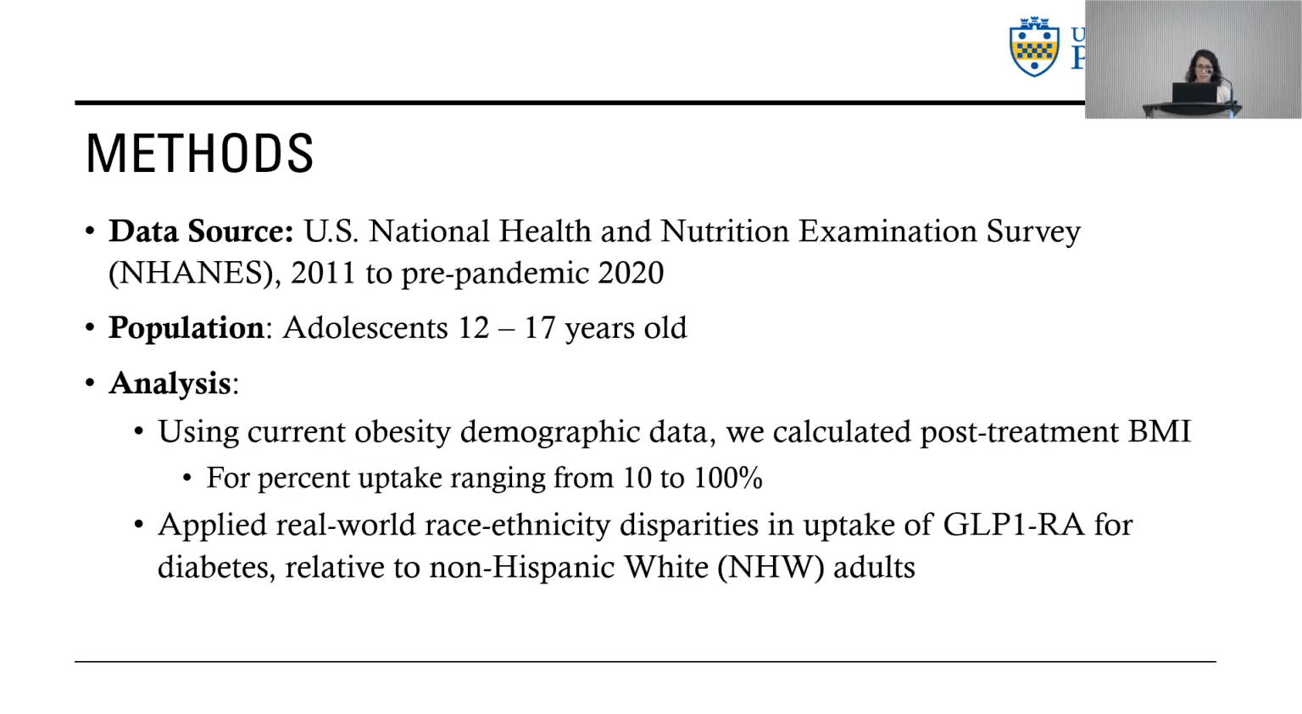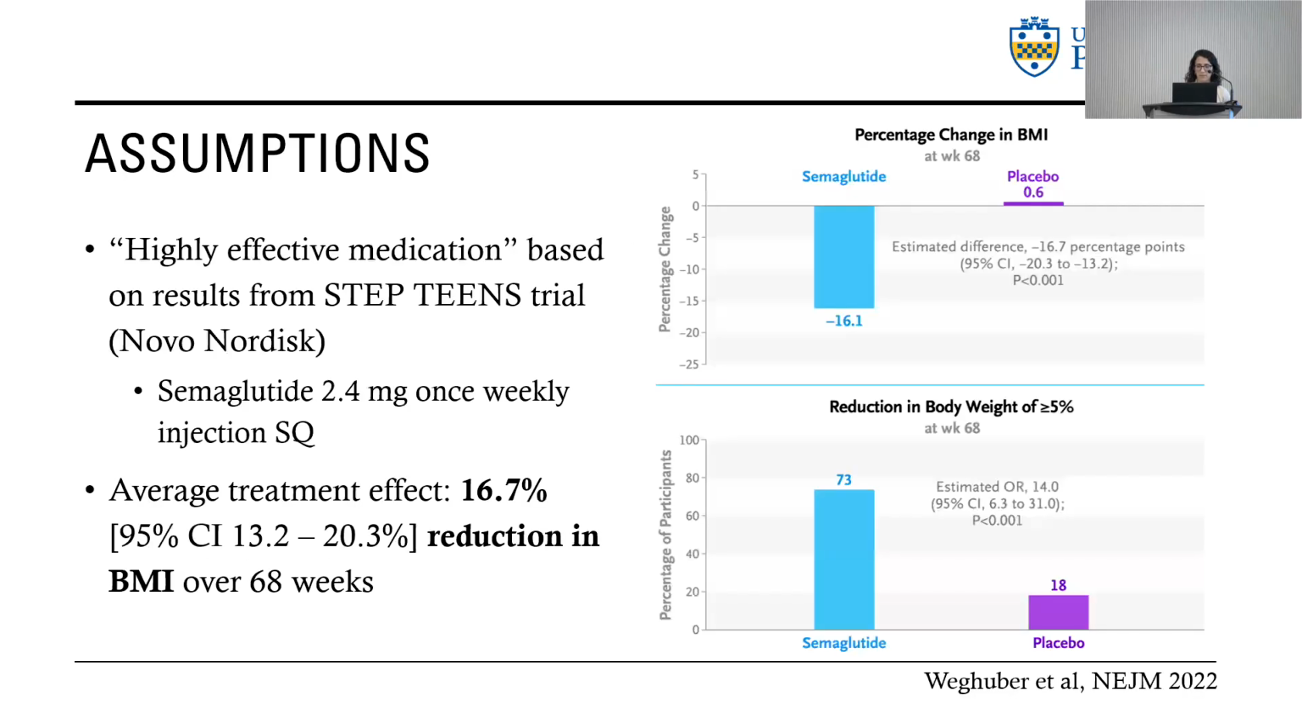We used this data to calculate a post-treatment BMI, so assuming the same efficacy as semaglutide, to calculate a reduction in BMI. And we varied uptake from 10 to 100% and then recalculated the prevalence of obesity with this new BMI. We also applied real-world race and ethnicity disparities in uptake of this same class of medication that has been previously shown in adults with diabetes.